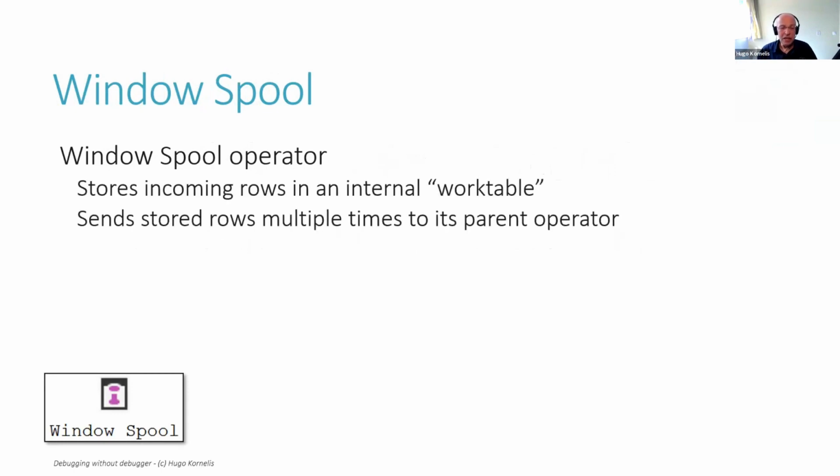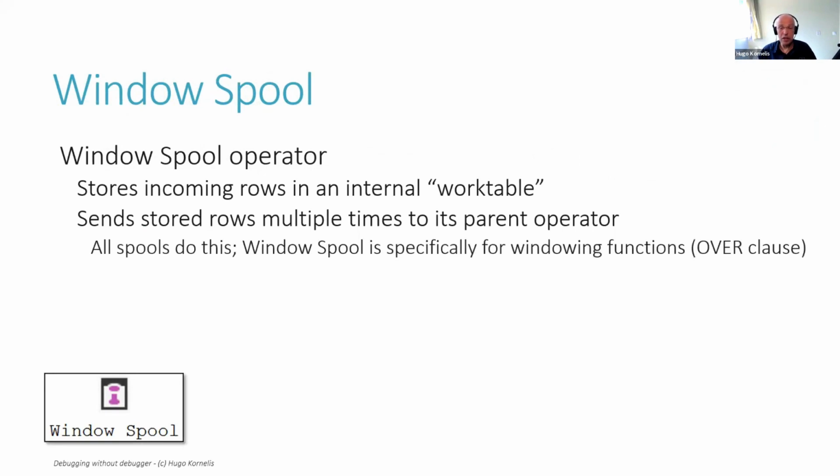The main attraction of today will be the window spool operator. The window spool operator is one of many operators you can find in execution plans. What it does is it stores incoming rows in an internal work table and then uses those stored rows to send that data multiple times to its parent operator. Now, this is a rather generic description that goes for all spool operators. It also goes for table spools, it also goes for index spools, and even in a way for a row count spool. But the window spool is specifically for use with windowing functions.